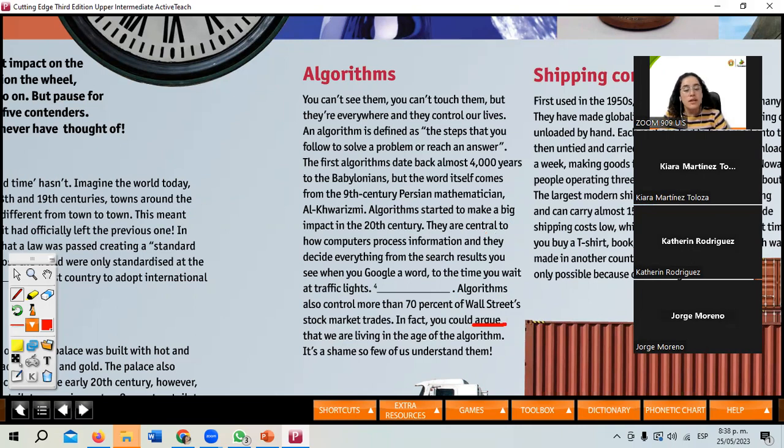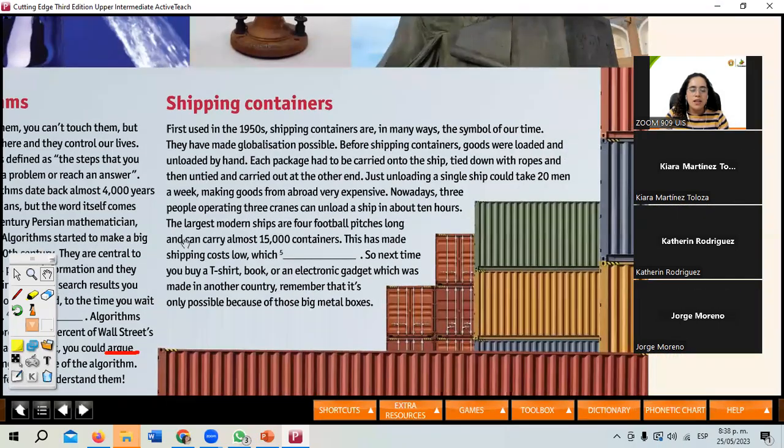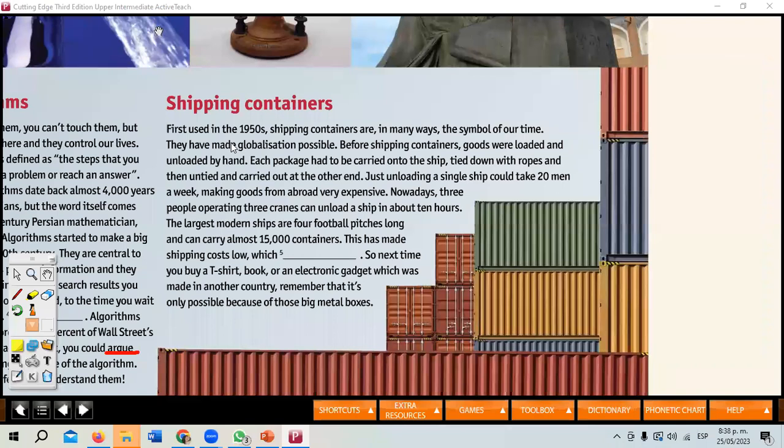Argumentar. Yes, argumentar. But it's a shame. What is shame? Es una vergüenza. Yes, it's una pena, una vergüenza that so few of us understand algorithms. All right, good. And finally, we have the shipping containers. Let's hear Jessica. Shipping containers.